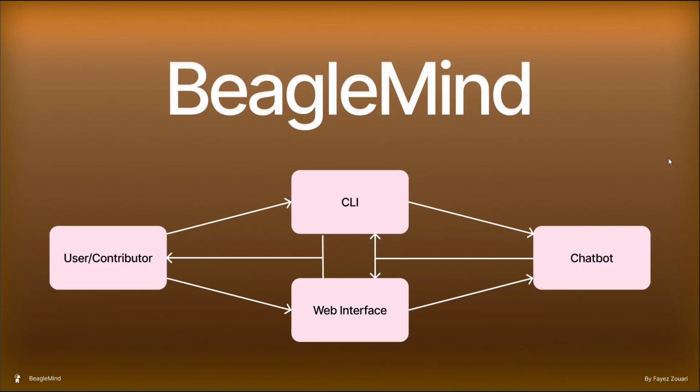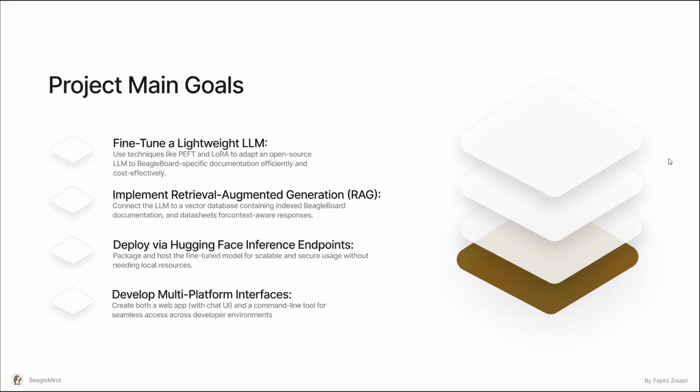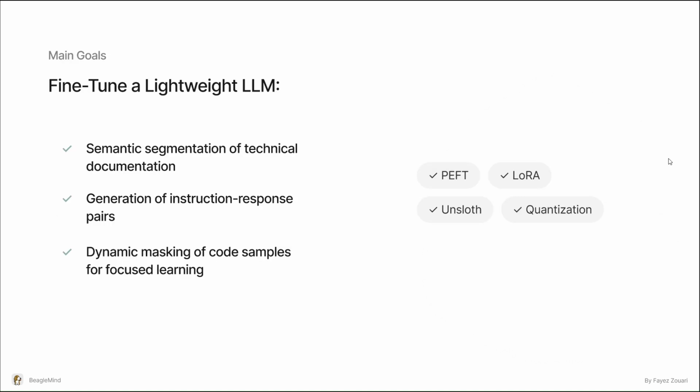So what is BeagleMind? BeagleMind is essentially a hosted language model powered by BeagleBoard documentation, where users and contributors will be able to access it either through a web interface or a command line interface. I've also broken down the project into 4 major goals: fine-tune a lightweight LLM, implement retrieval-augmented generation, deploy via Hugging Face inference endpoints, and eventually develop both the web and CLI interfaces.